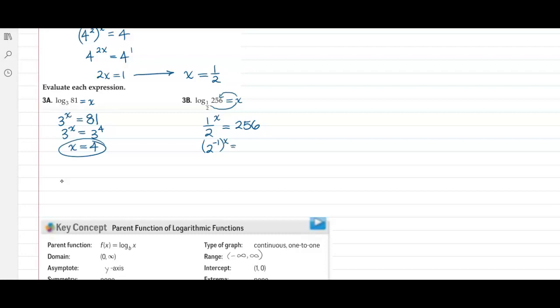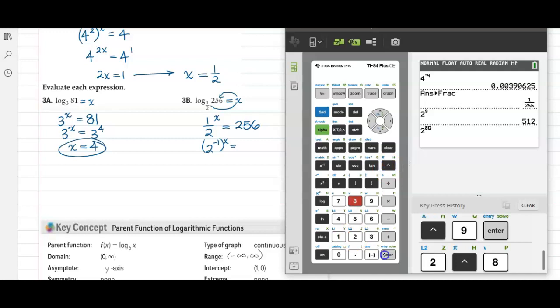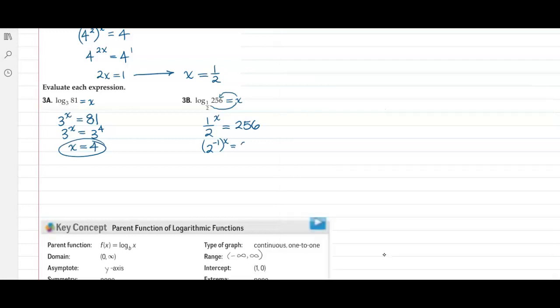And on the right side, let's use our calculator to verify since I don't have my chart handy. 2 to the 9th. It's too big. 2 to the 8th is perfect. So 256 is 2 to the 8th. Multiplying my exponents, now I have a common base. Negative x equals 8. So x equals negative 8.